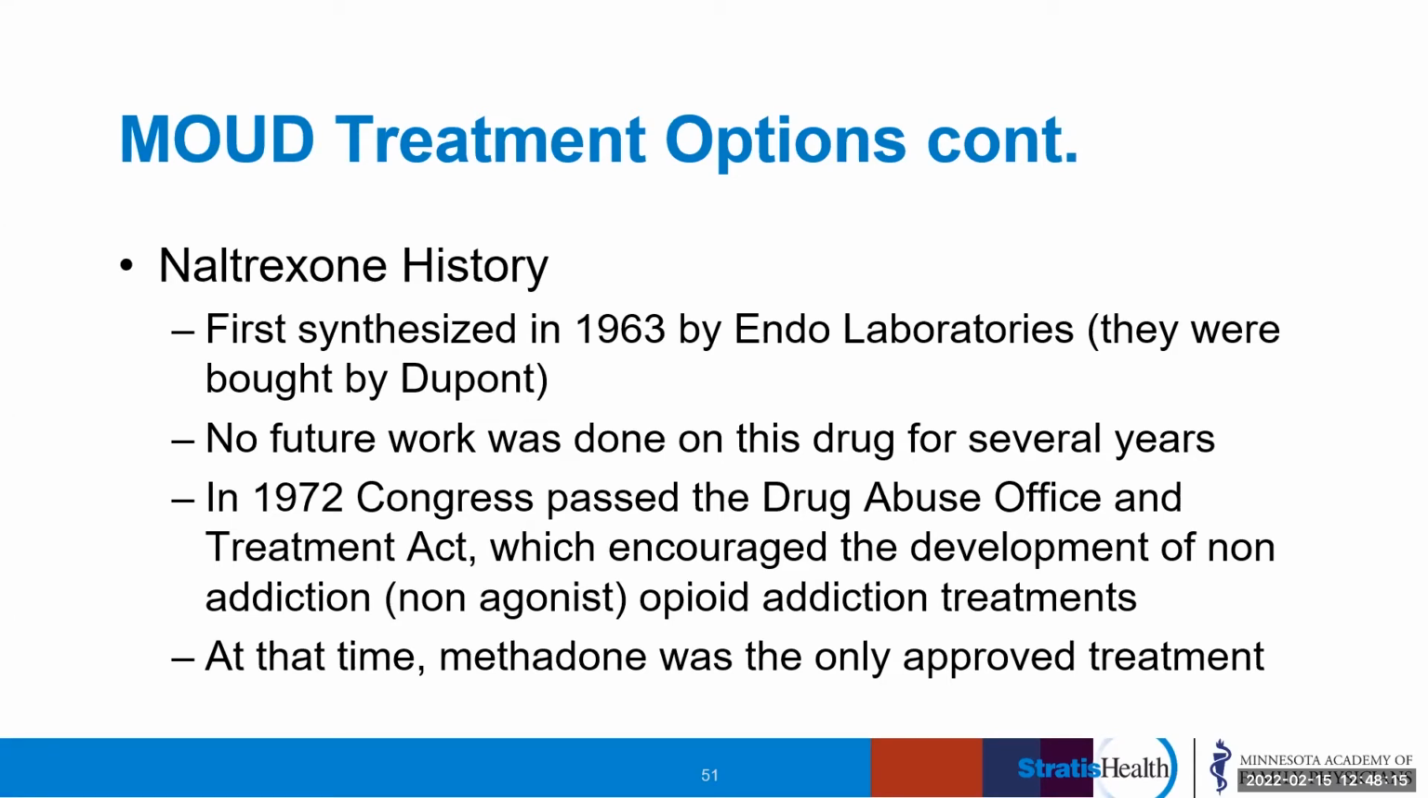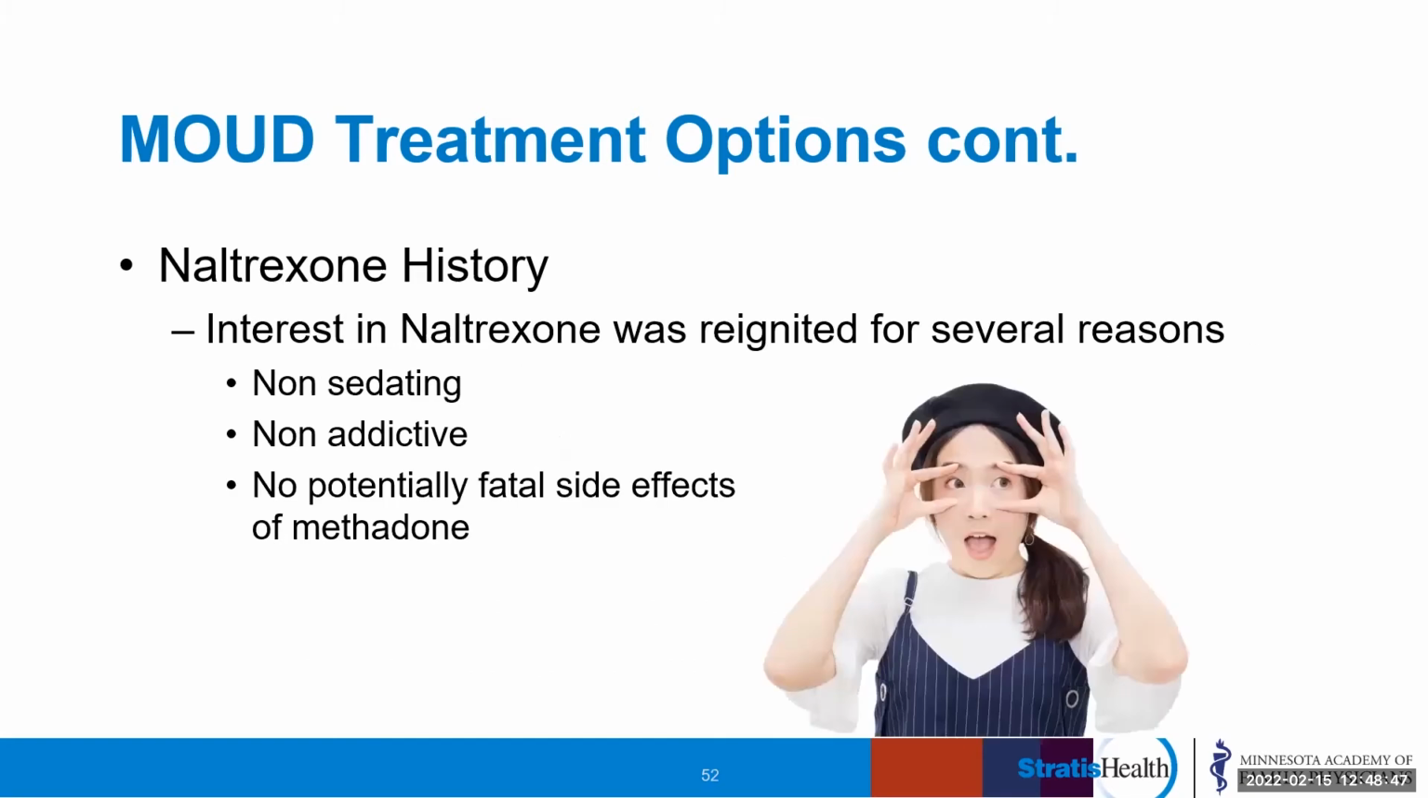And it really wasn't until the 70s when Congress started passing different legislation that there became renewed interest in it. What the government was pushing for was things that we can give to people that are not an opioid or a partial opioid, that patients won't become addicted to. At the time, of course, methadone was the only thing that was really approved treatment. So we had naltrexone sitting on the sideline looking for a way to be used.